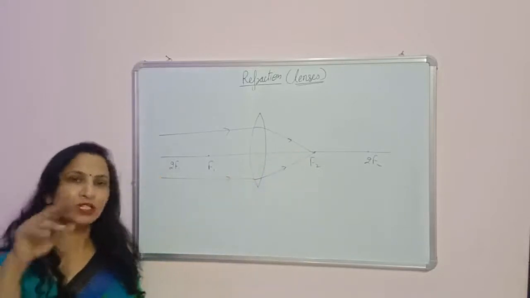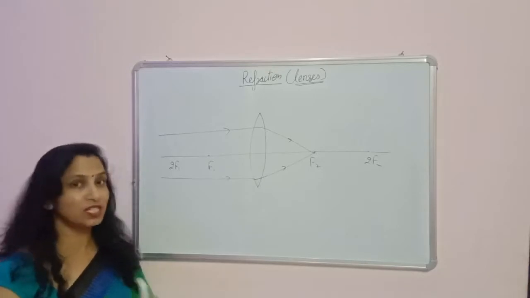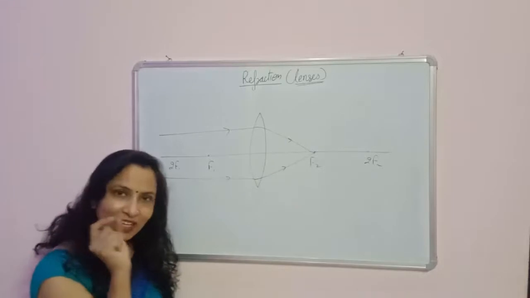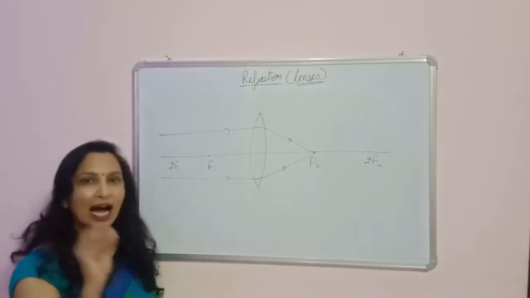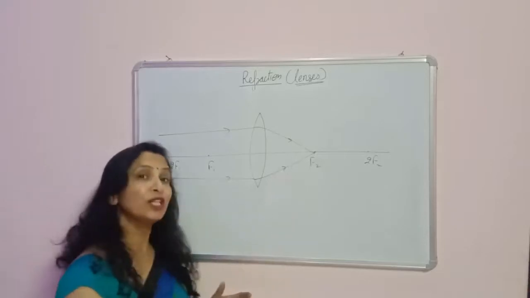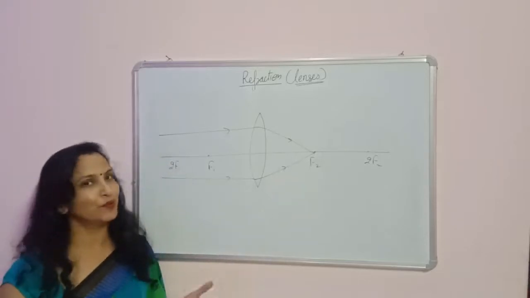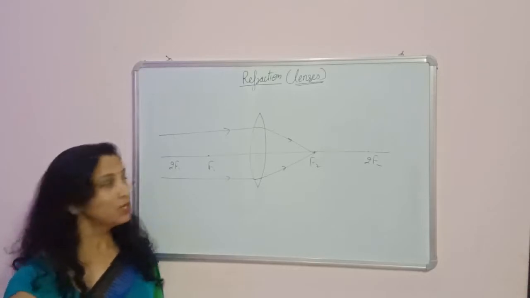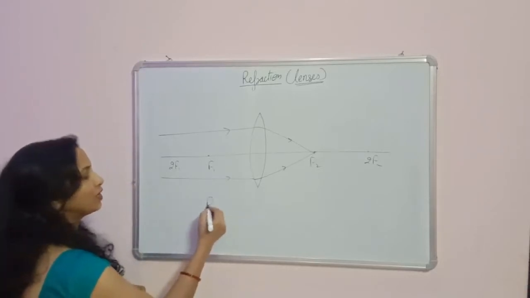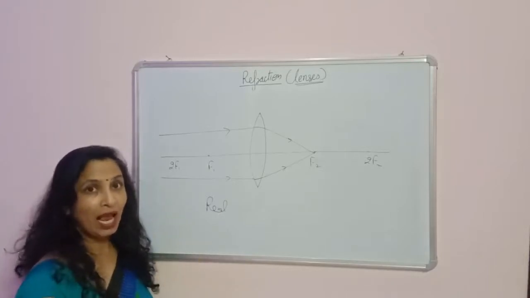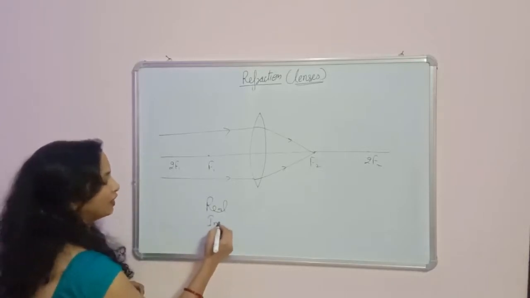Since we are able to see the object which is at infinity, it means the object is really so large, but the image formed is very small. So we can say a highly diminished image is formed. And since the light is actually meeting at this point, it means it is real, and a real image is always inverted. So what is the nature of the image? It is real. Why is it real? Because the light rays are actually meeting at this point. And a real image is always inverted.